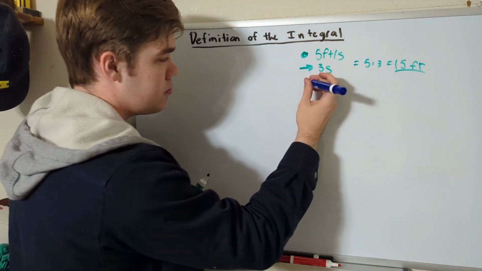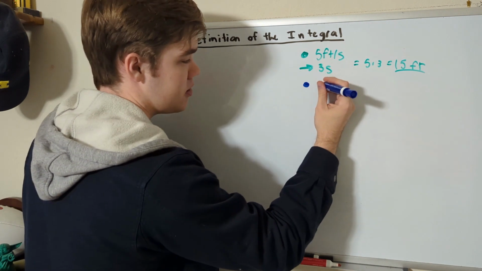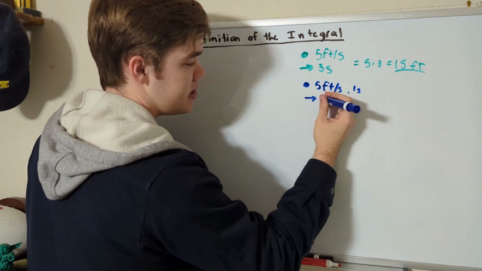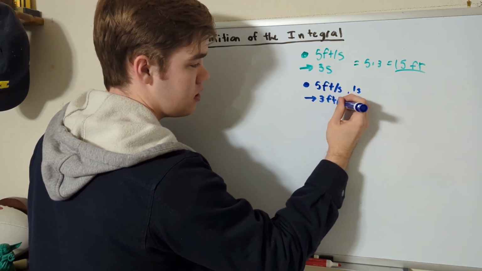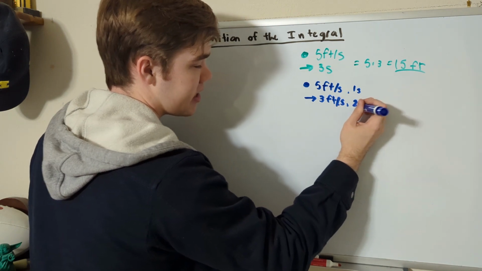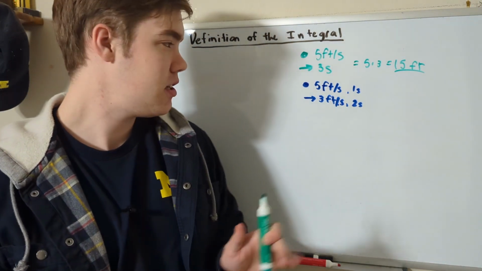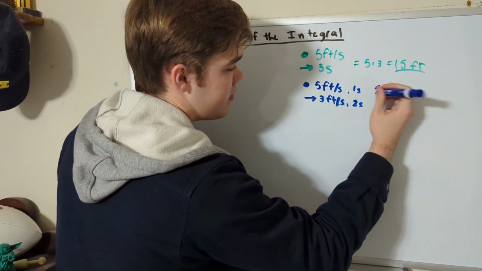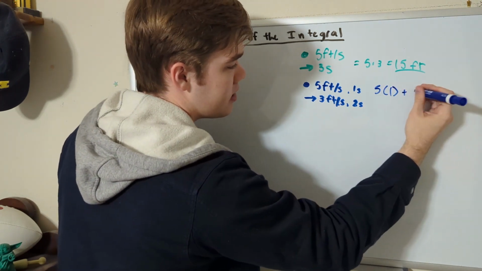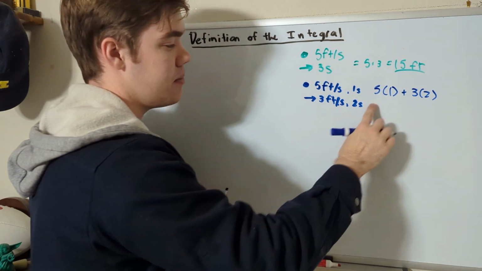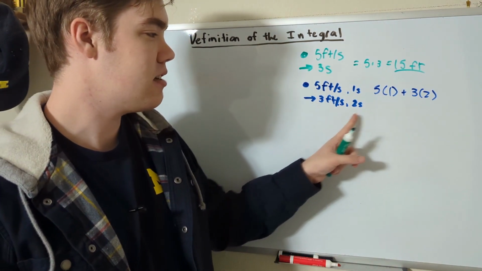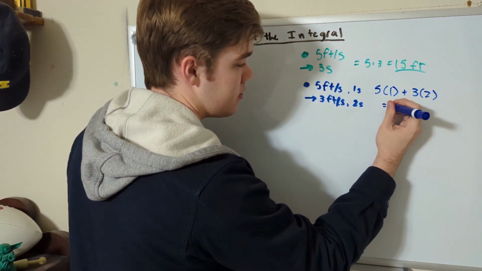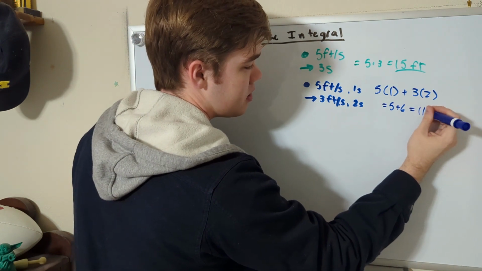Let's say now we have this blue particle here. This blue particle travels 5 feet per second for 1 second, but then it changes to travel 3 feet per second for 2 seconds. How far does it go this time? Well, it's still not very difficult. We just have to add an extra step. It's not as easy as 5 times 3. In this one, we have to multiply 5 feet per second times 1 second, and then add 3 feet per second times 2 seconds. So 5 times 1 plus 3 times 2. This is equal to 5 plus 6, which is just 11 feet.